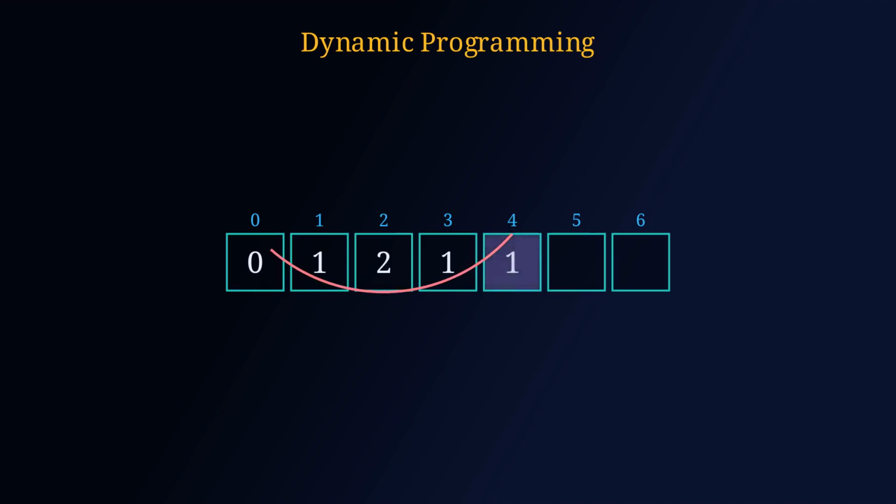Let's finish the row. Amount 4 can use the 4 coin directly, back to 0, so just 1 coin. Amount 5 is best as 4 plus 1, giving 2. And amount 6, our goal, is best as 3 plus 3, also 2 coins.